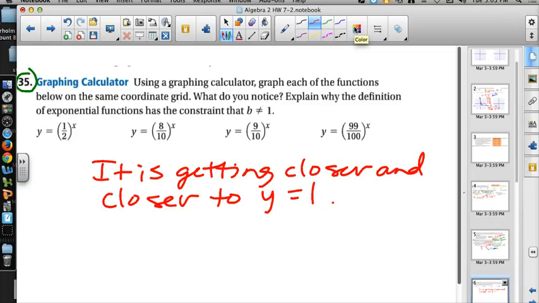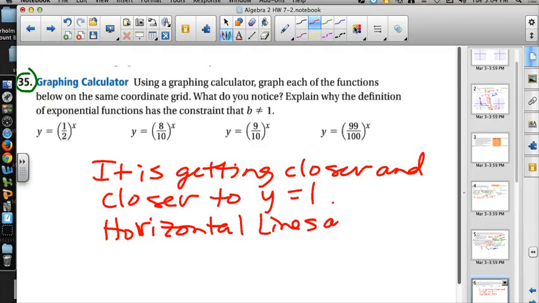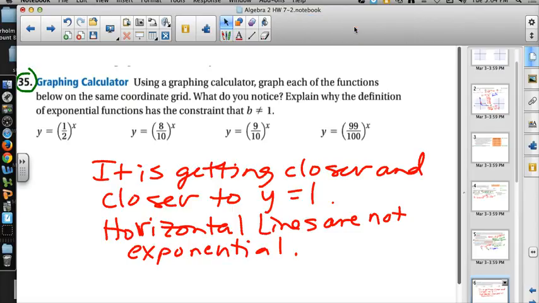And then explain why the definition of exponential functions has the constraint that b is not equal to 1. And that's because horizontal lines are not exponential. They're linear. So there's nothing exponential about that. If we use a 1, they will be linear. All right, the next one.